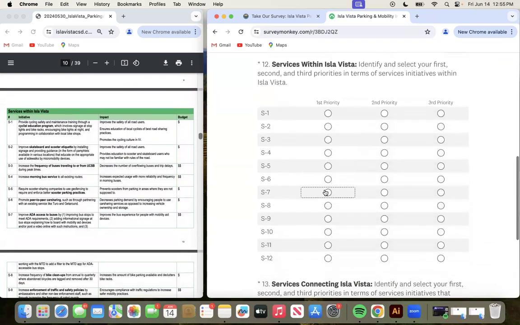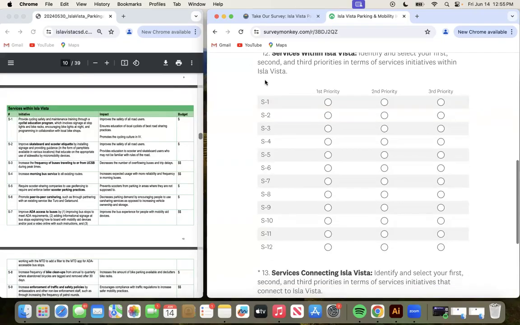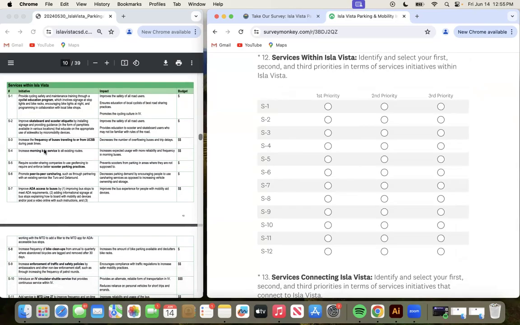So just to reemphasize what I already stated, for question number 12, you're going to look over to page number 10 of the information packet where it says services within Isla Vista, and you're going to identify your top 3 priorities for all of these services listed below. So if I'm someone who really likes to take the bus a lot, maybe S4 might be my first priority. Maybe I'm someone who works really early in the morning and I wish I could take the bus. You might want to put that as your first priority, and so on and so forth.